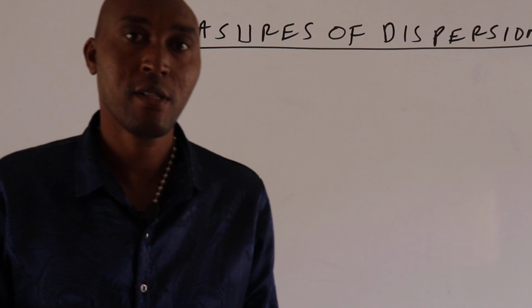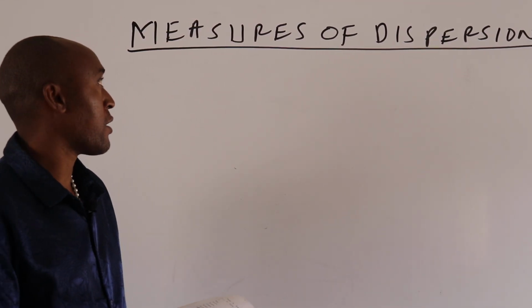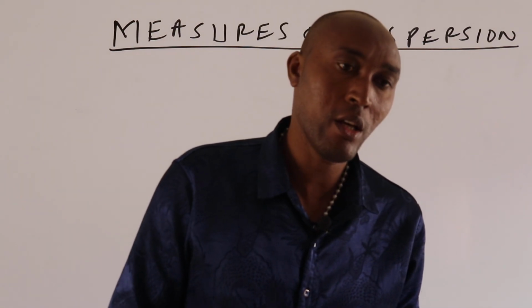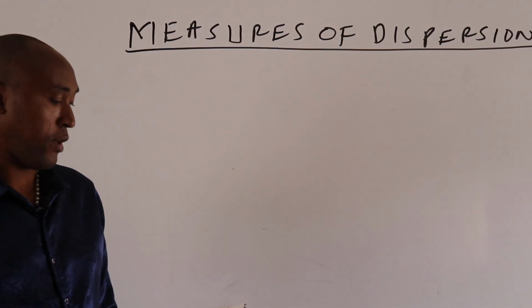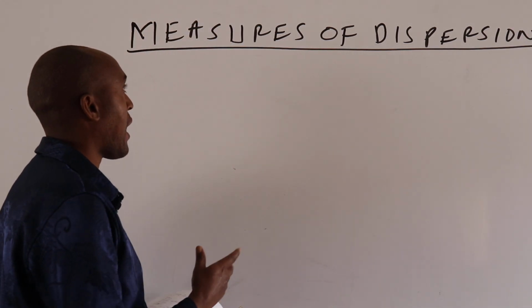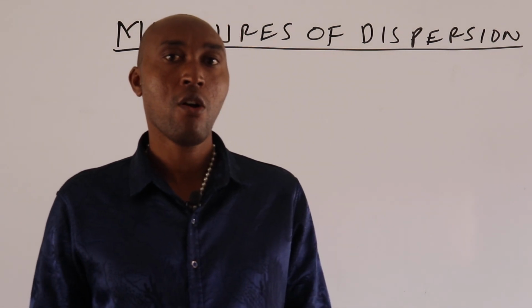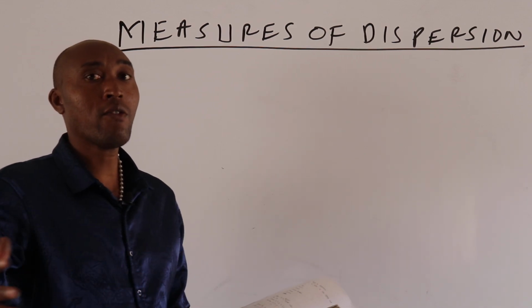Subject today is business calculations and statistics, and our topic today is measures of dispersion. So that's what we are going to look at. We want to understand what measures of dispersion are. Basically, it is a measure of how spread out a set of data is. That is what we call measures of dispersion.